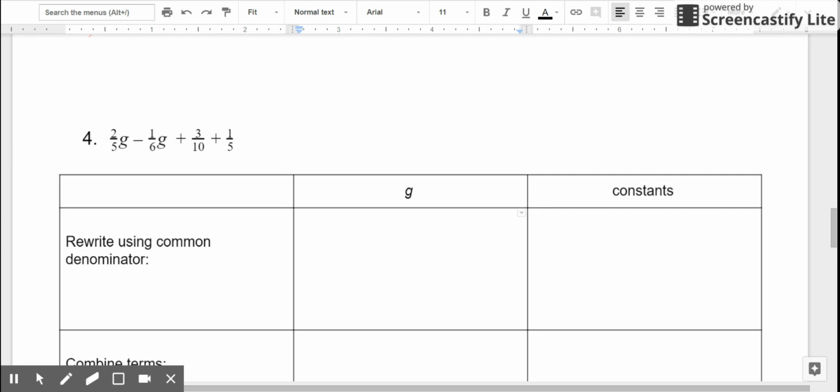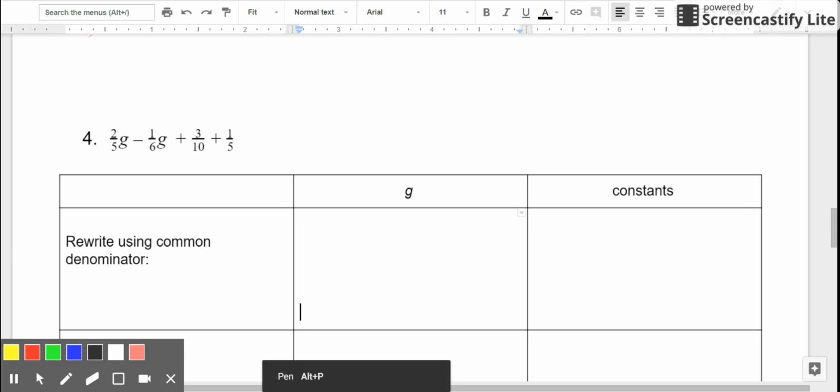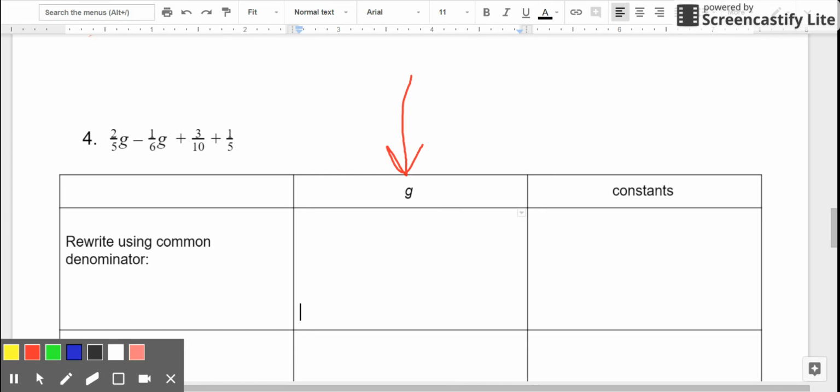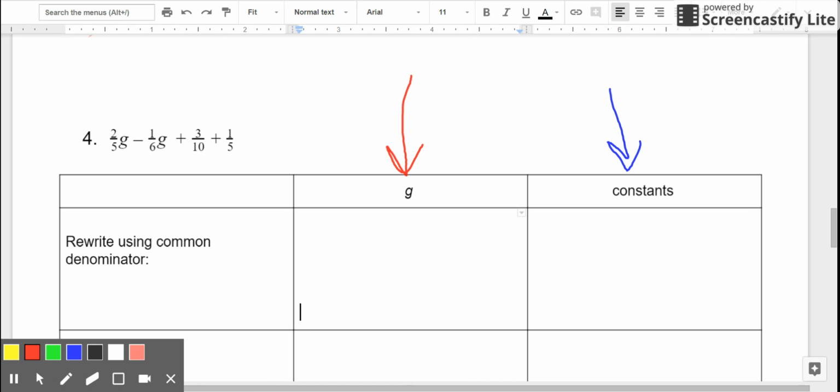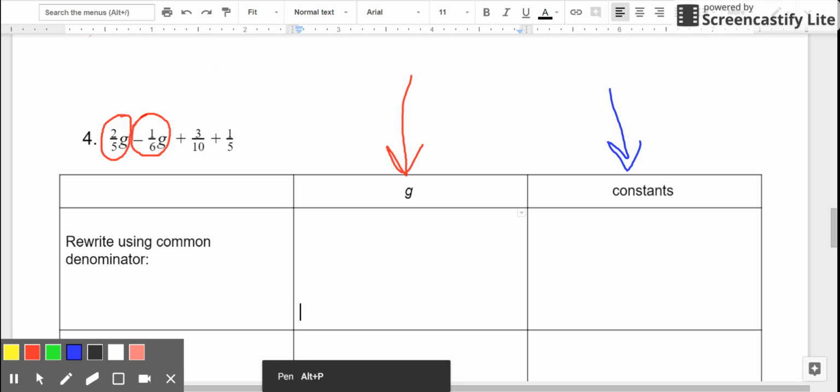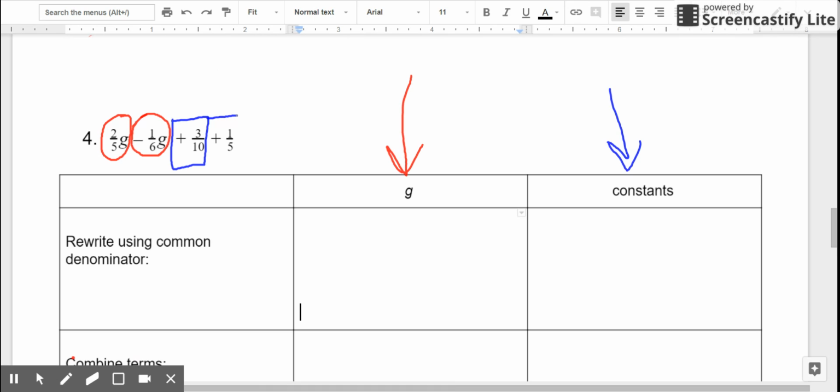So with number 4, the only difference is that I need to make sure to separate my variables from my constants. So I have one column for my variables, and I have one column for my constants. This is just to help me stay organized. You do not need to use a table. It personally helps me keep my variables organized. So I'm starting with 2/5 g, that's a g term, minus 1/6 g, that's also a g term. And then separate from that, I'm adding 3/10 and 1/5. So pause the video and write each of those terms in the correct column, please.